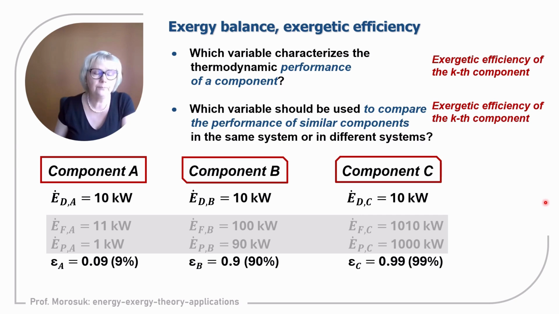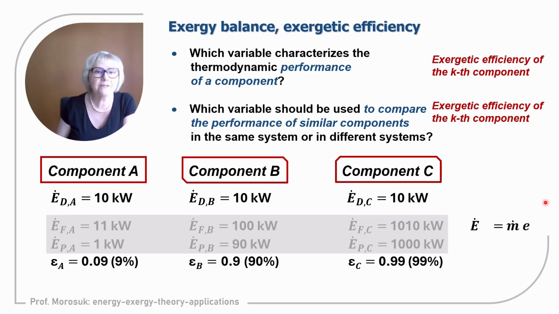Sometimes people ask, can we improve component B, for example, or component C, because the exergetic efficiency is quite high, 90% or 99%? Do we have a mechanism to improve these components? Yes, we can. Not always, but we have such a mechanism. And the mechanism is associated with reducing the mass flow rate through the component.